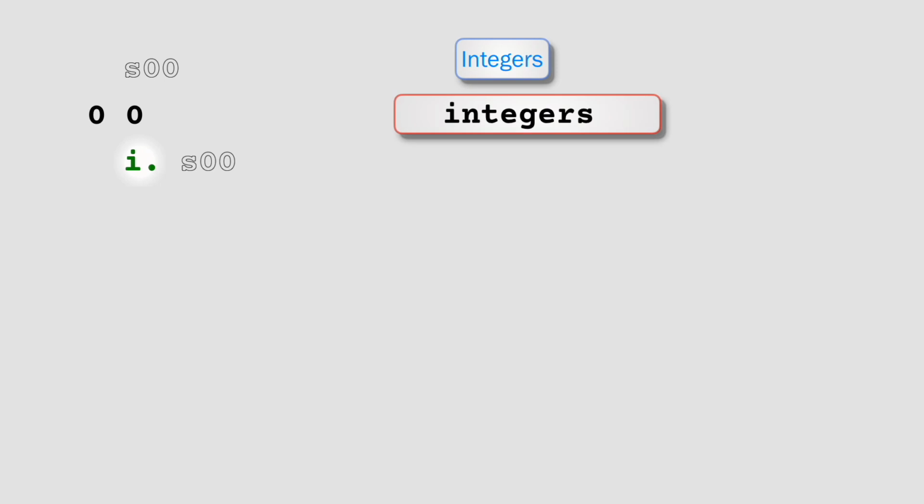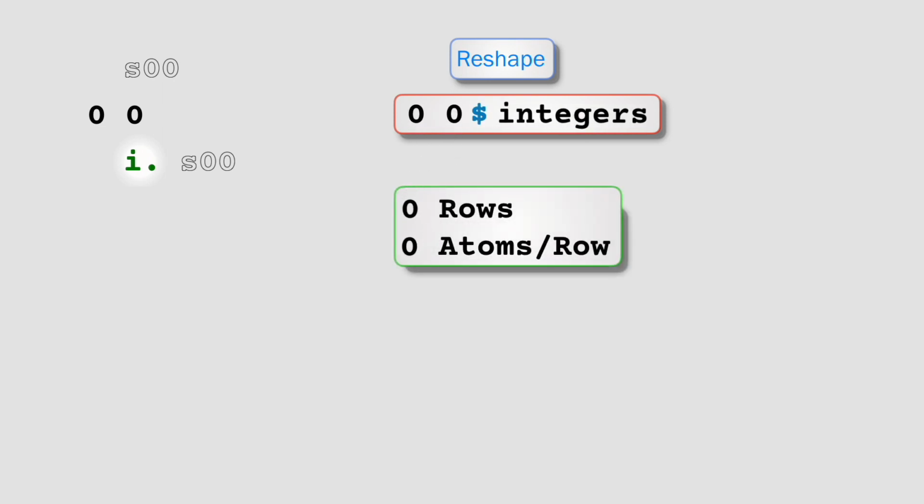Next up, we look at what happens when we have an argument of 0, 0. As you would expect, we're going to take the necessary number of integers, which is none. Then when we reshape according to the argument 0, 0, we end up with 0 rows of 0 atoms per row. Well, the only way to show 0 rows is to show no line at all. In J, this is one of the ways that we can return nothing as the result of an operation.